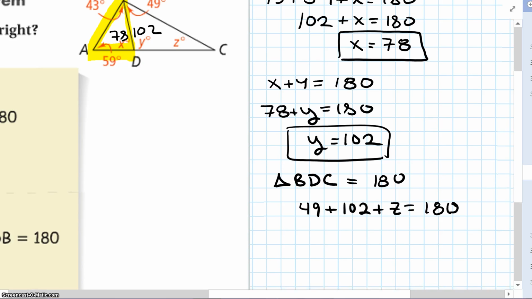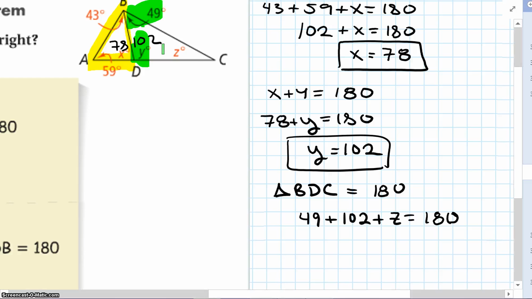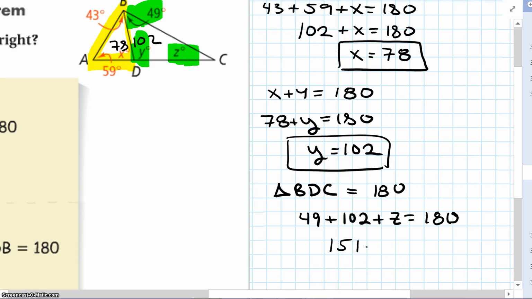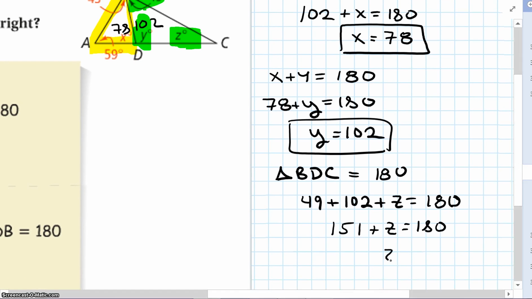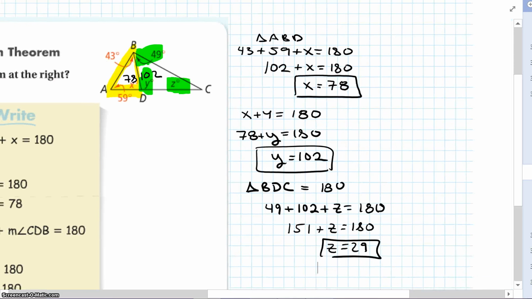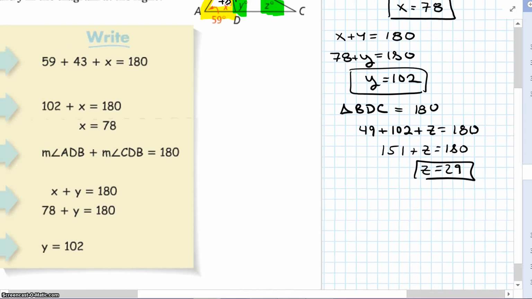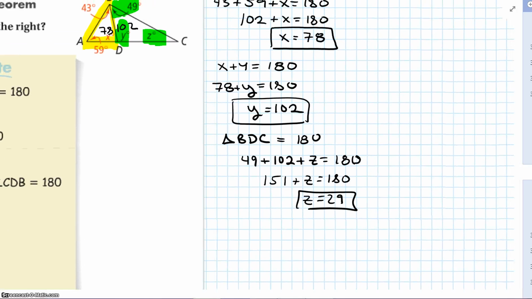So we got 49 plus 102. Watch my highlighter. So we got 49 plus 102 plus Z equals 180. Add them together. So I got 151 plus Z equals 180. Subtract 151 from each side. I'm going to get Z equals 29. All right. So 78, 102, and 29.